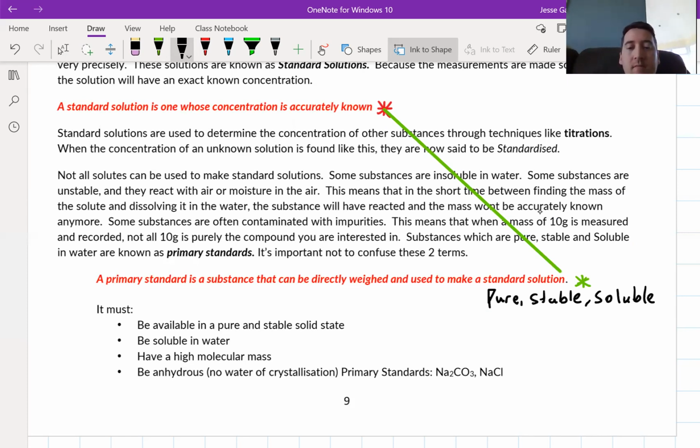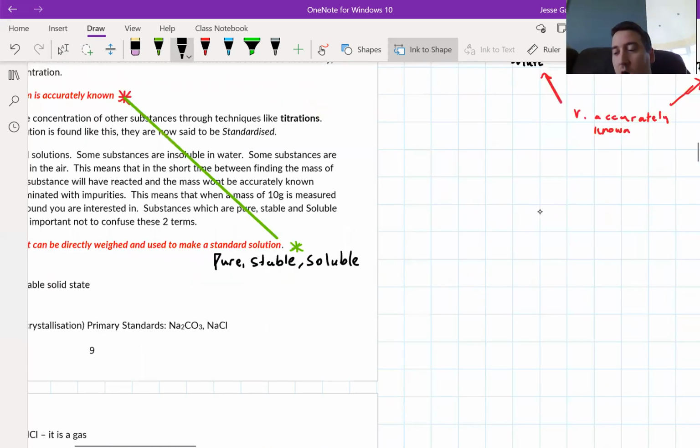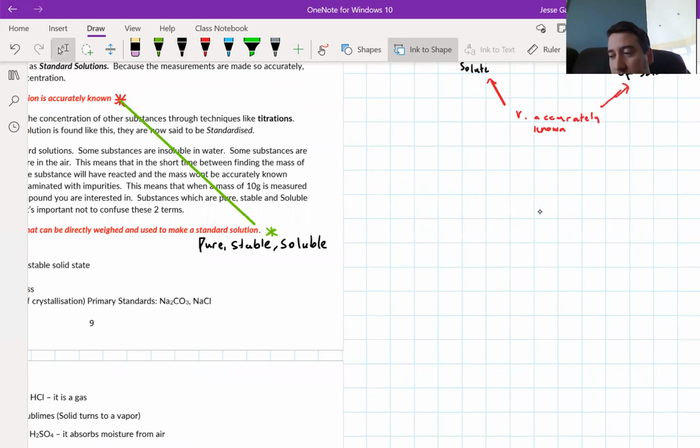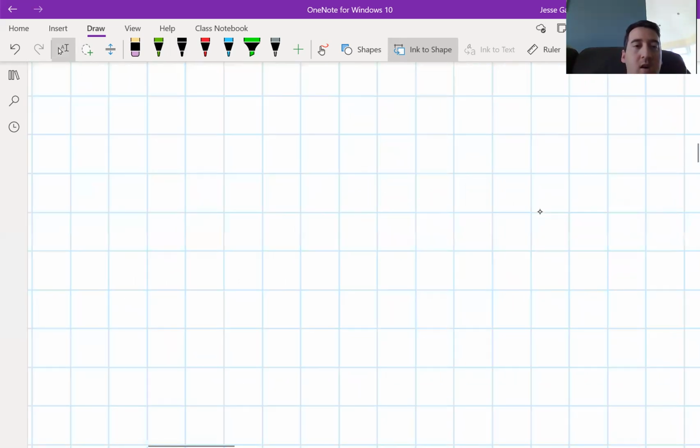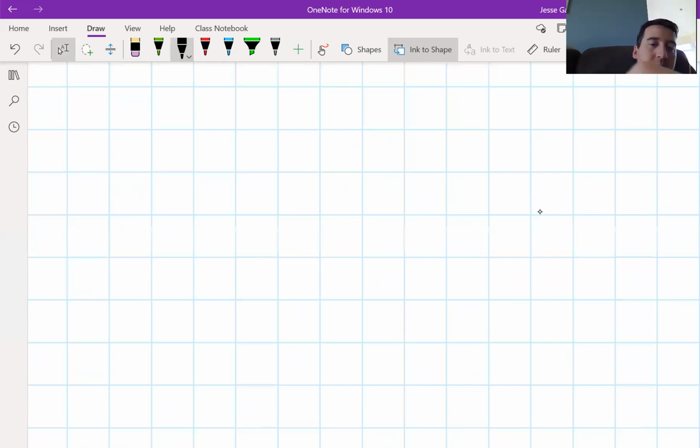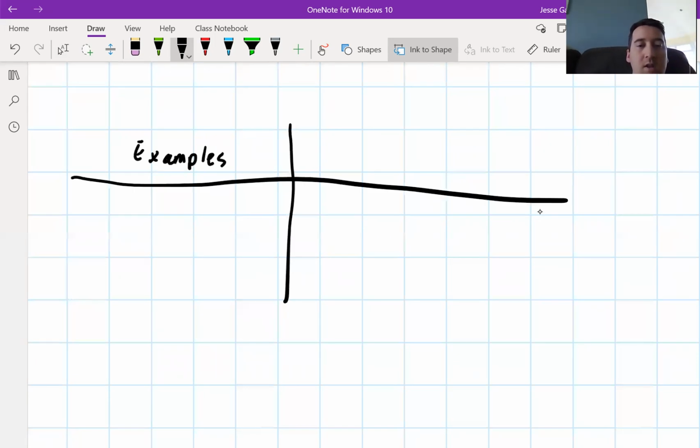Okay. All right. Now, let's look then at what are some things that are examples of primary standards and what are some things that are not examples of primary standards. Okay, so let's have a look here. We're going to write examples, and non-examples under primary standards. What are examples of it and what are not examples of it?